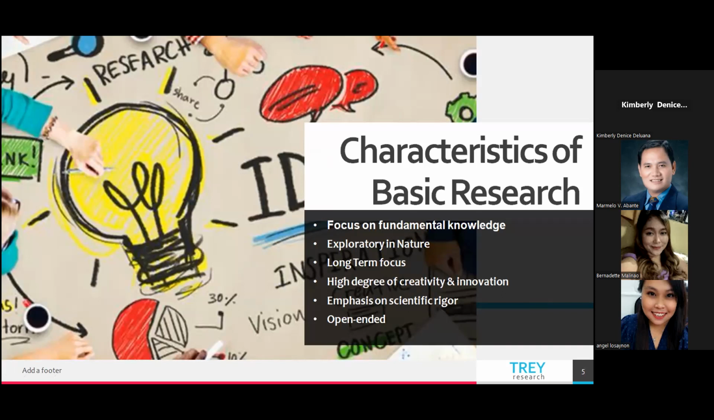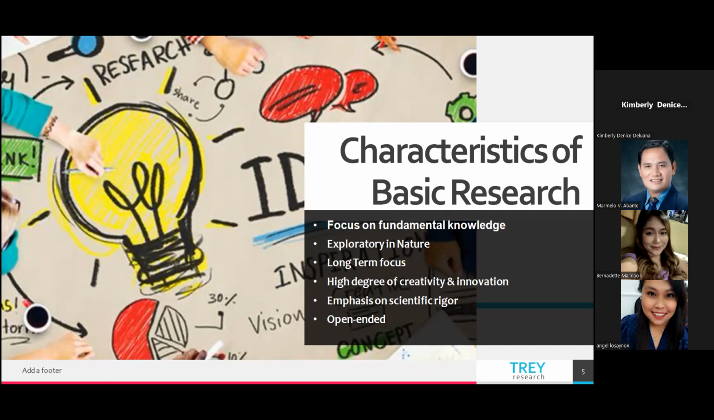Next is characteristics of basic research. First is focus on fundamental knowledge. Basic research is focused on expanding our understanding of the natural world and uncovering the fundamental principles and relationships that are underlying complex phenomena. The primary goal of the basic research is to advance the knowledge without any specific practical application in mind. Yun nga, nakafocus talaga yung basic research to gain more knowledge and also to answer the curiosity of the researcher.